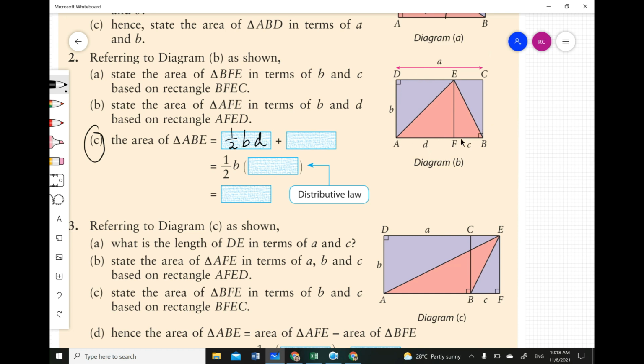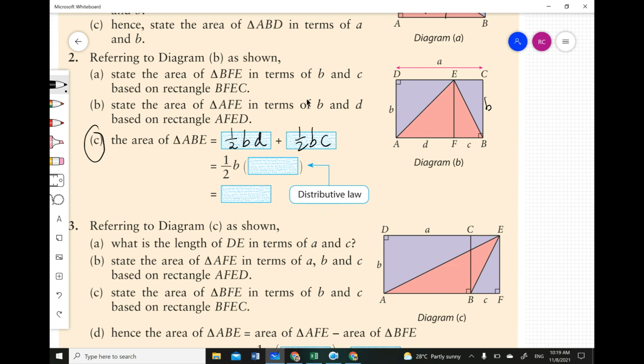And then for the other side over here, this is a rectangle. The width is C, the length is B. So the area of this rectangle is B times C, isn't it? Now I want to get just the triangle, so it will be half of the rectangle. So it is half BC. Okay, you have learned the distributive law earlier in chapter 1.